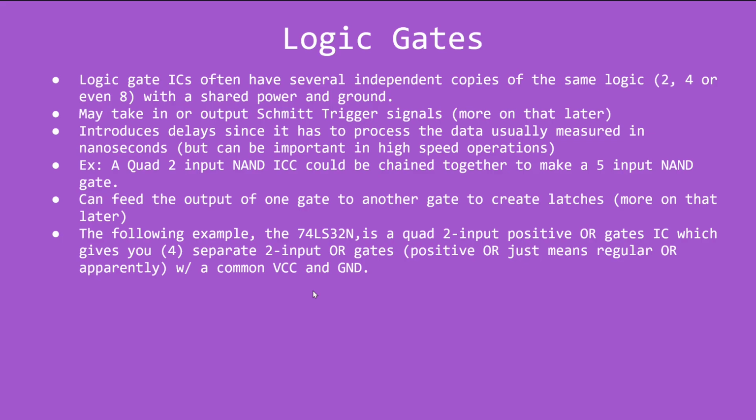Another example of a logic gate IC is the 74LS32N. Keep in mind, it could also be HC instead of LS or HCT or whatever. And the N just refers to plastic body. It's a quad two input positive OR gate that gives you four separate two input OR gates. Keep in mind that positive really just means regular OR, and they share a VCC and a ground.